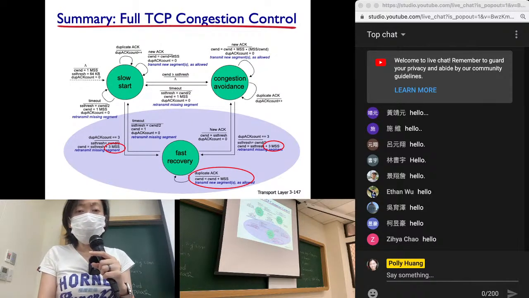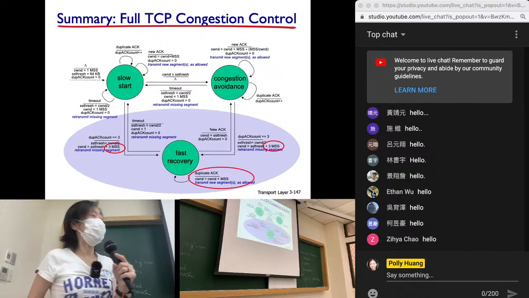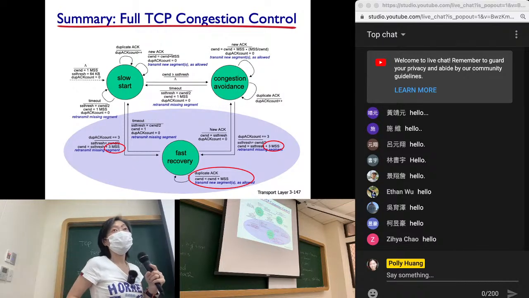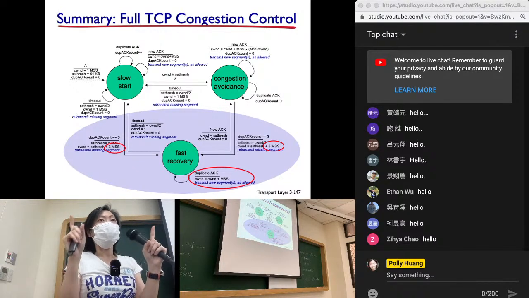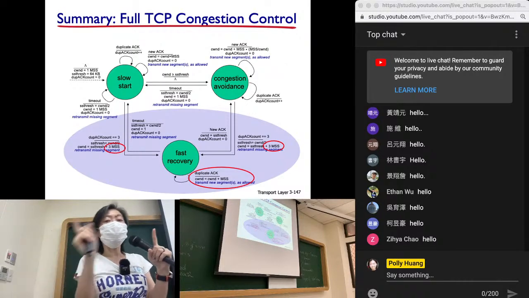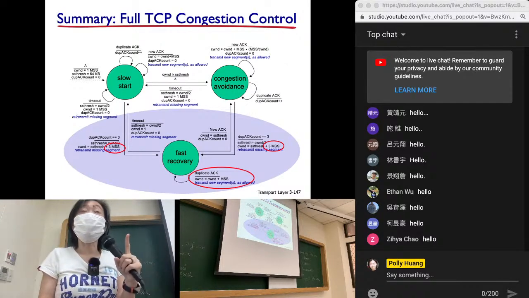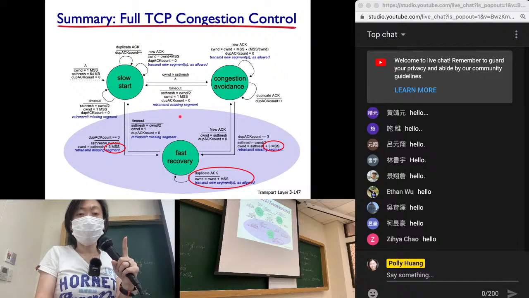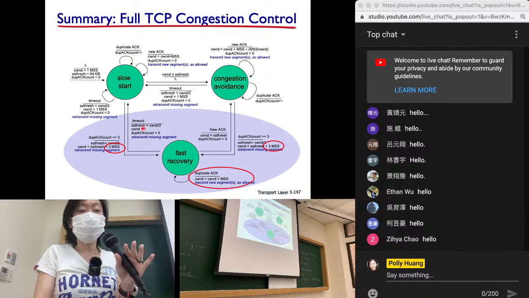So this will go on until 2 cases. On the left, timeout occurs, or on the right, receiving a new acknowledgement. Either case will take us out of fast recovery. The worse of the 2 cases is what? Timeout. In case of timeout, we will go back to the slow start state. Window size back down to 1, pretty much the same thing, and then retransmission.